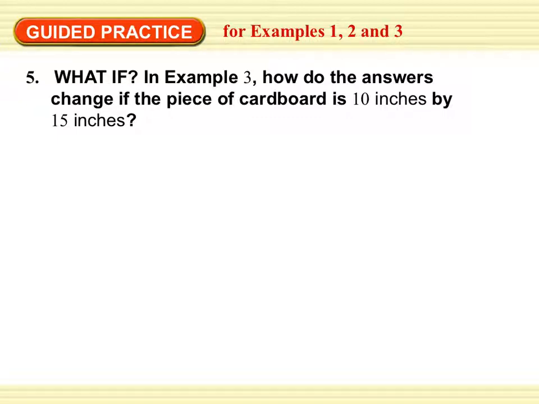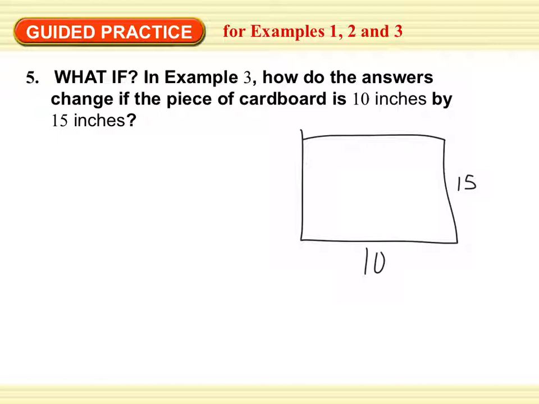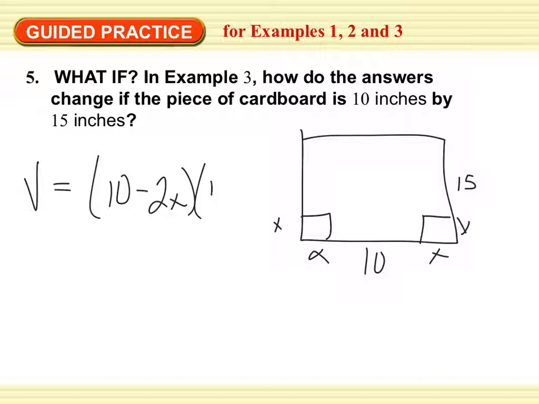What if, in example 3, how do the answers change if the piece of cardboard is 10 inches by 15 inches? Okay, we have 10 inches by 15 inches. I'm still cutting out the x, right? So my volume is going to be my length, which is 10 minus 2x, times my width, which is 15 minus 2x, times my height, which is just plain x.